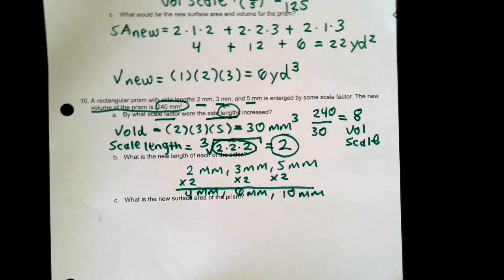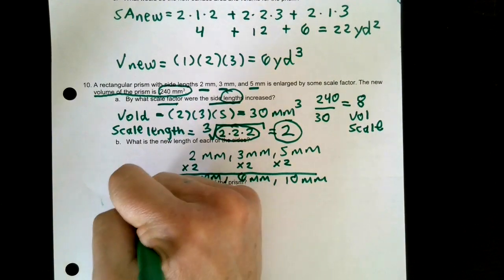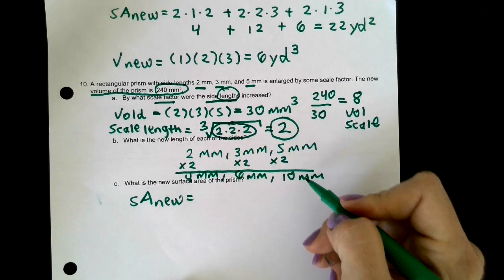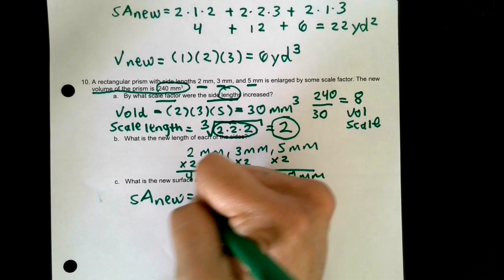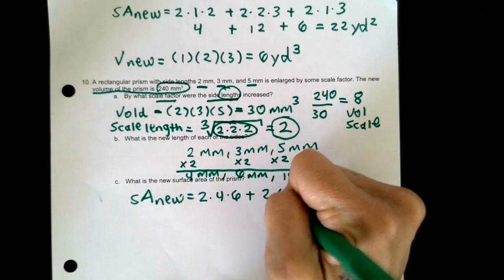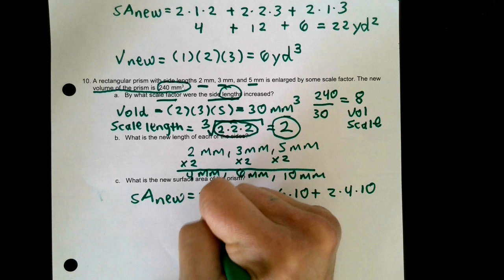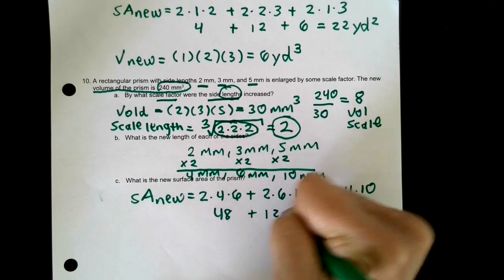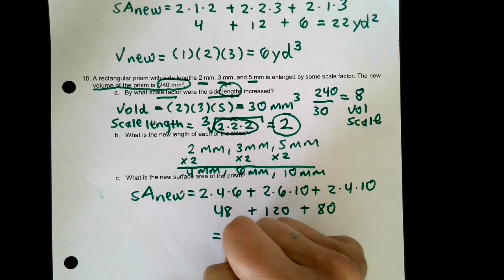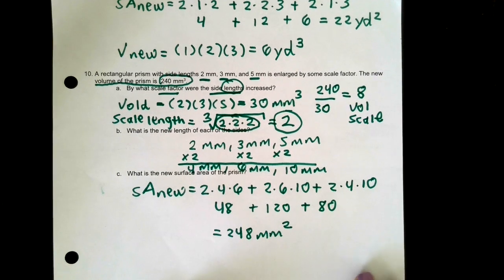All right, last one. It says, what is the new surface area of the prism? So my surface area of my new prism would be to take the combinations of 4, 6, and 10 and multiply them by 2. So every combination, so I'm going to start with 2 times 4 times 6, 2 times 6 times 10, and 2 times 4 times 10. So I have 48 plus 120 plus 80. So all of those added together would get me a total of 248 millimeters squared. So that's our new surface area.